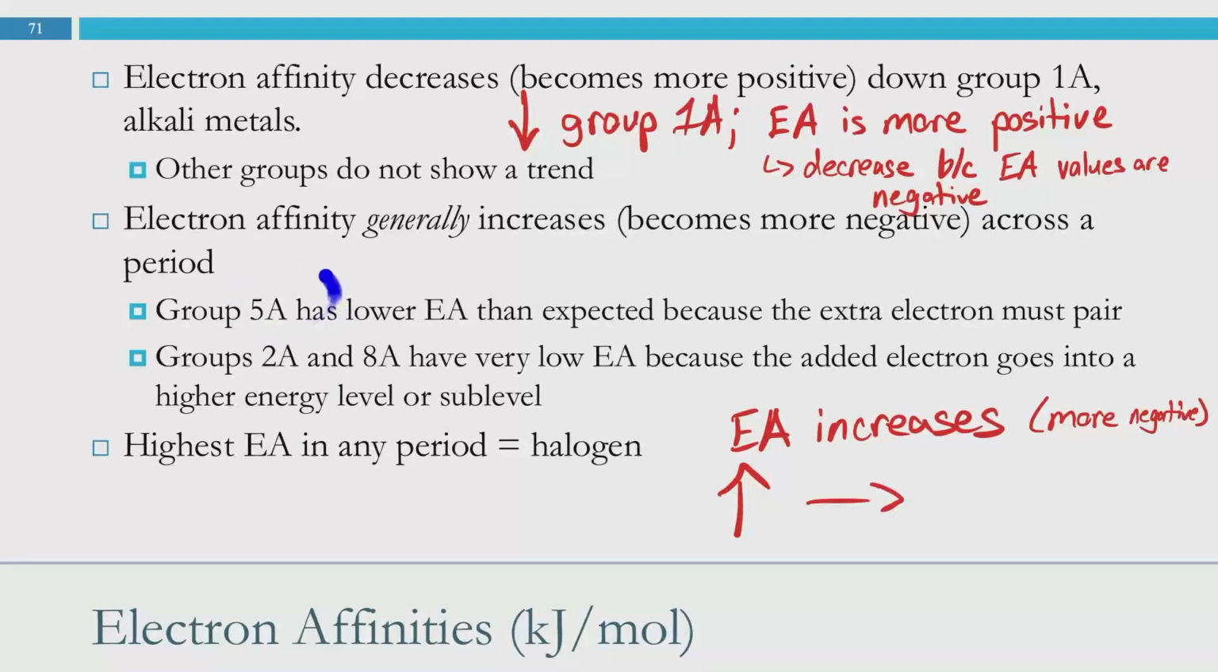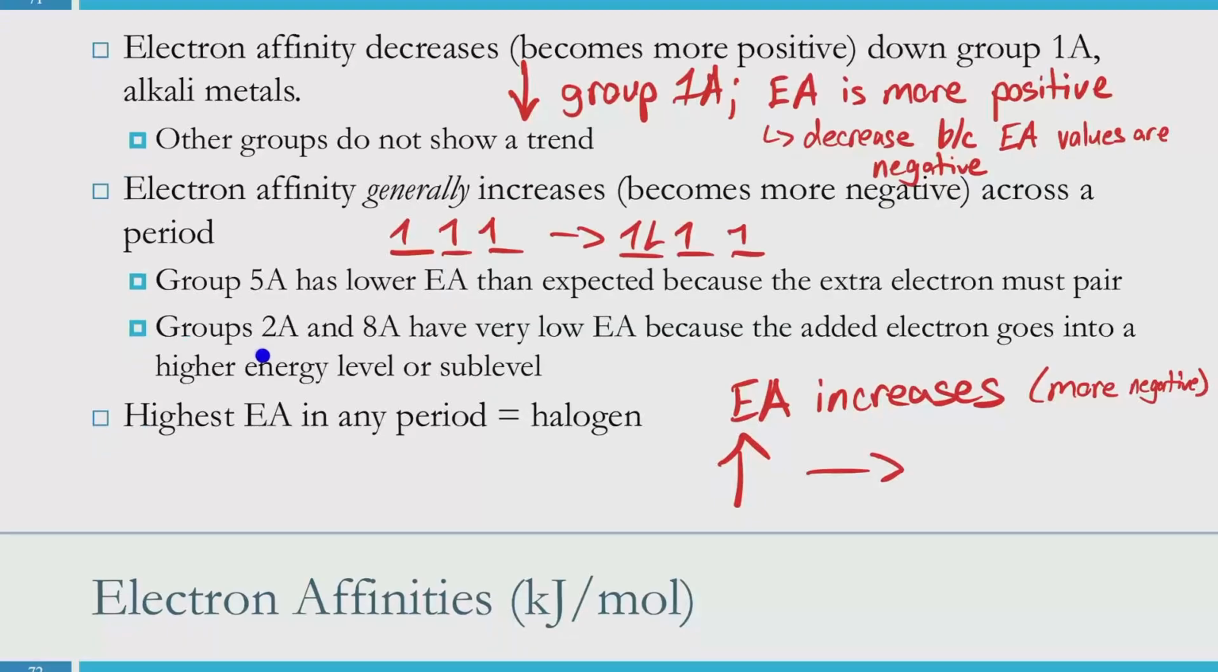With some exceptions. For our group 5A, we get a lower electron affinity than expected because we're going from up, up, up to up, down, up, up. The electron that we add has to pair, and that's not very nice. Our groups 2A and 8A have very low or positive electron affinity values because the added electron goes into a higher energy level or sublevel.